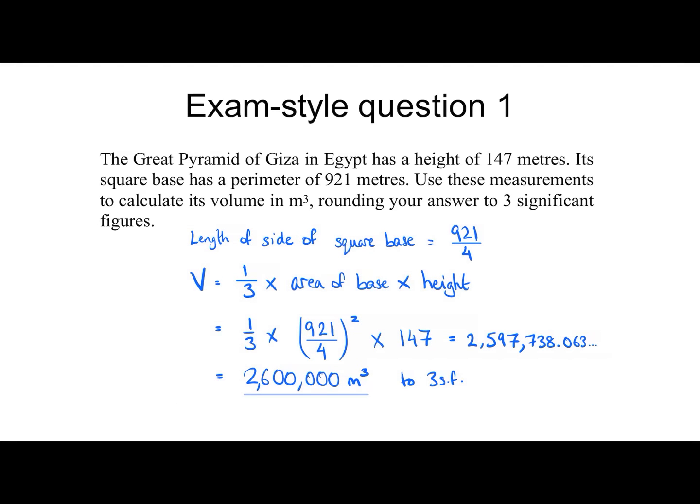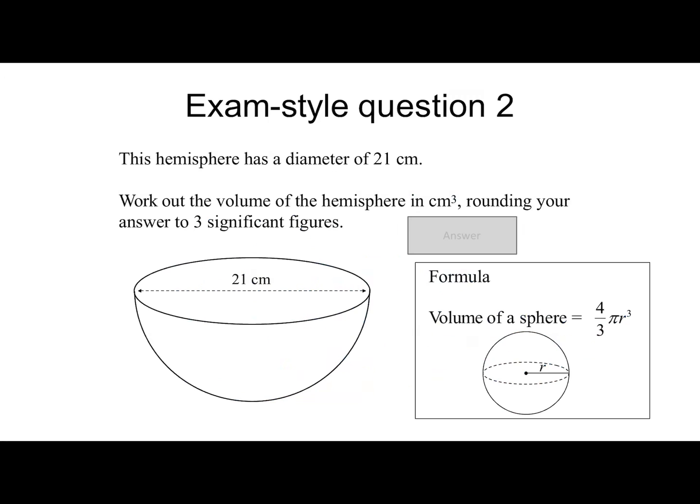Okay, here's the solution. Since the square base has a perimeter of 921, one of the sides must be 921 over 4. Then we know that the volume is a third times the base area times the height. So it's 1/3 times (921 over 4) squared, that's basically the length squared, times the height 147, which gives this crazy number here, and then change that into three significant figures. Right, what about this one?